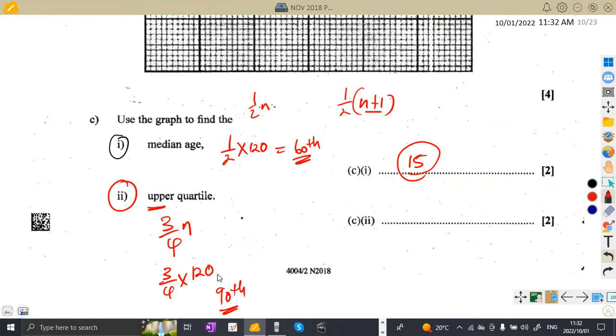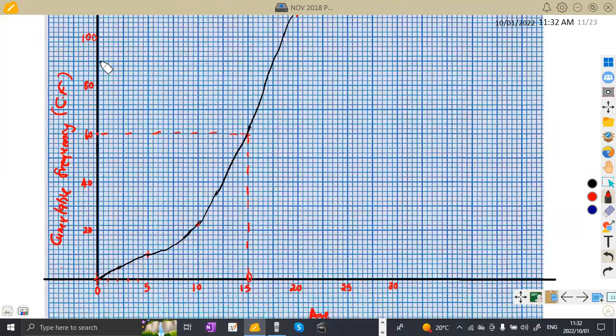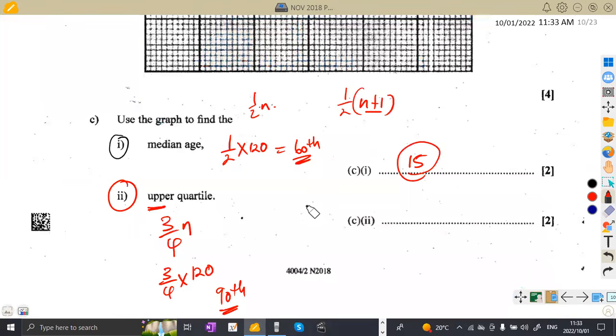Not to say this is our answer, but at the 90th position, that is where we are going to have our answer. Just like what we did on the previous question, where is the 90th value from our graph? 90 is between 80 and 100, somewhere there. So using your ruler, you draw straight to the graph, then from the graph straight to the horizontal axis. This is going to correspond with in between 15 and 20, something like 17.5. So it's going to be 17.5.